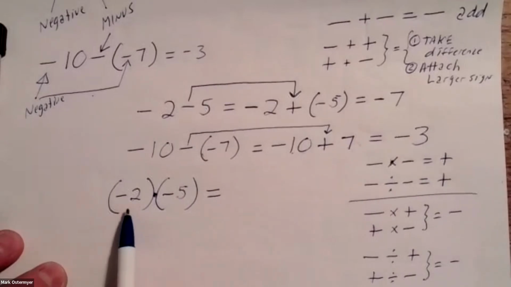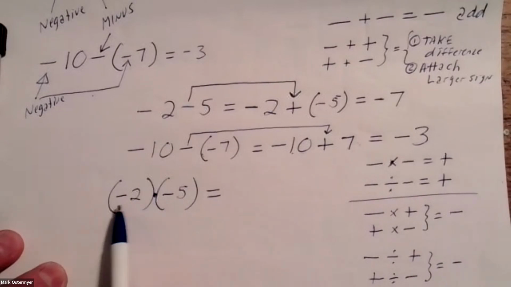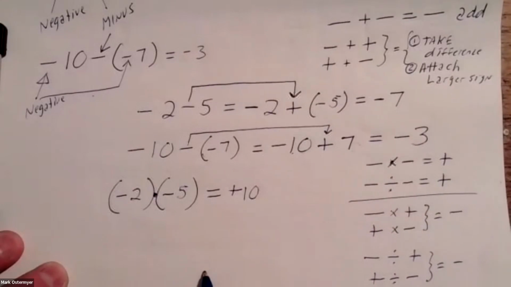So if you don't have a calculator, what's a negative times a negative going to be? Positive. It will be a positive. And what's 2 times 5? Yeah, positive 10. It'll be positive 10. But if you have a calculator, we can use our calculator. How would you type that in? Well, it's pretty simple.